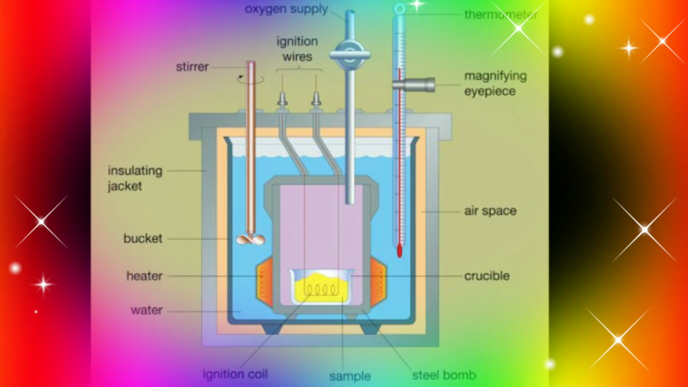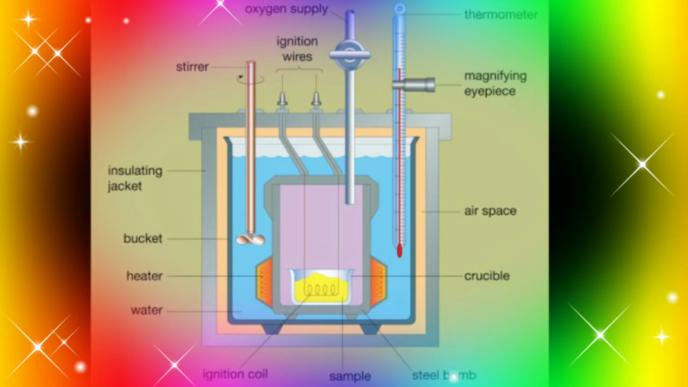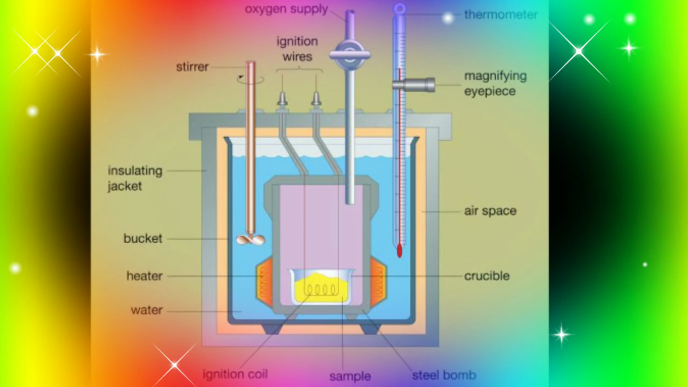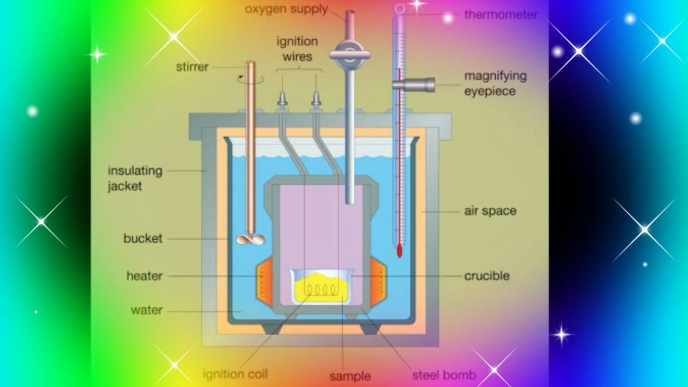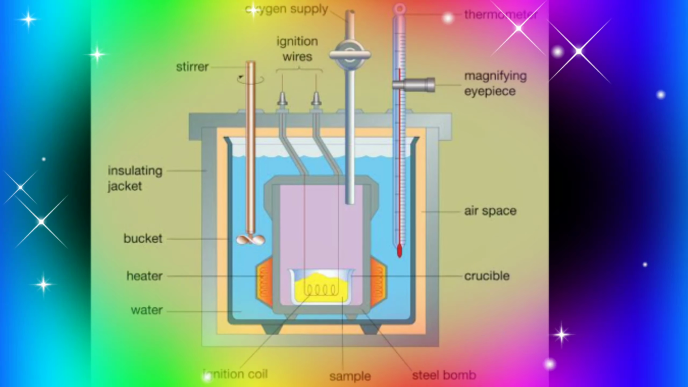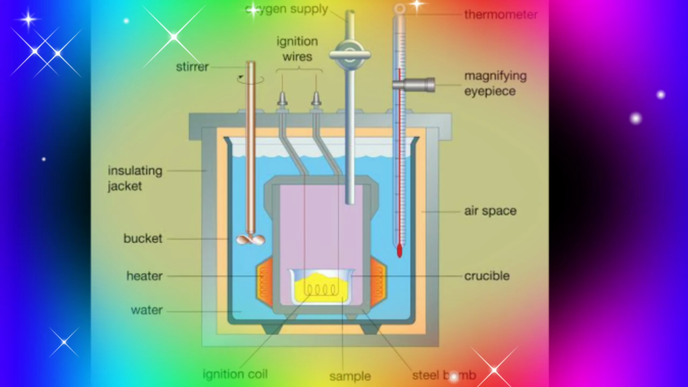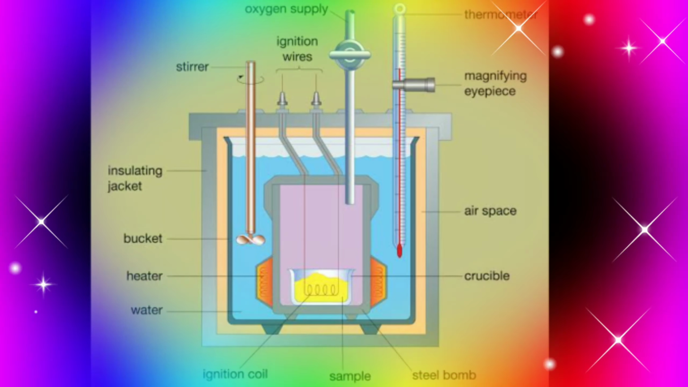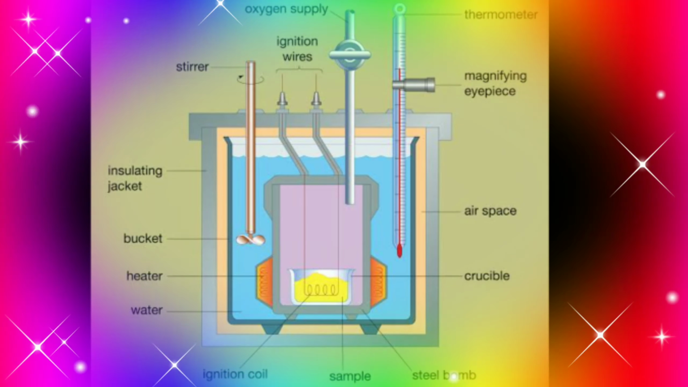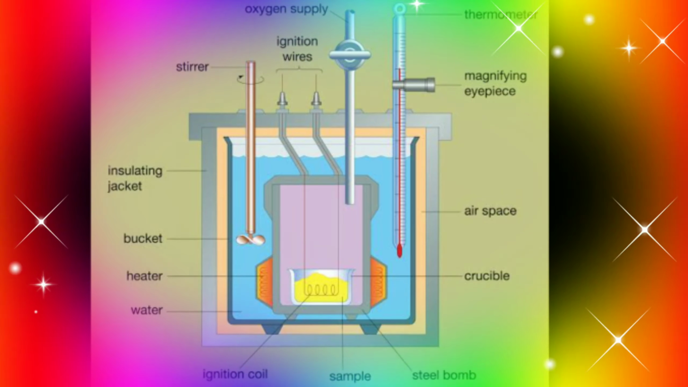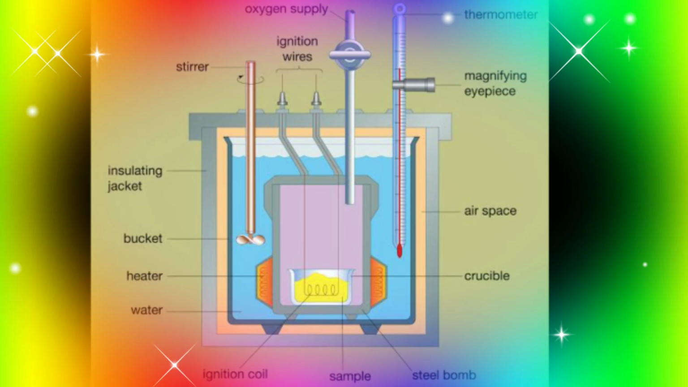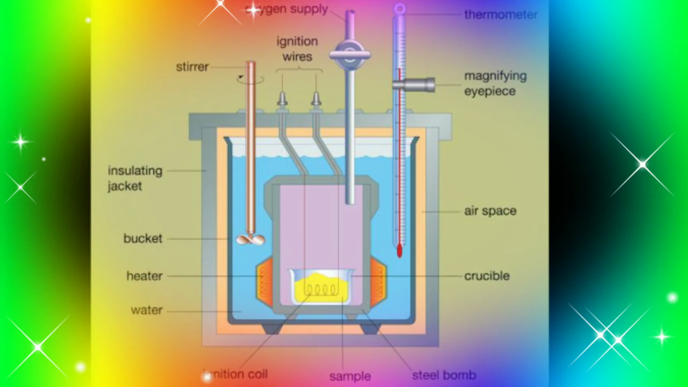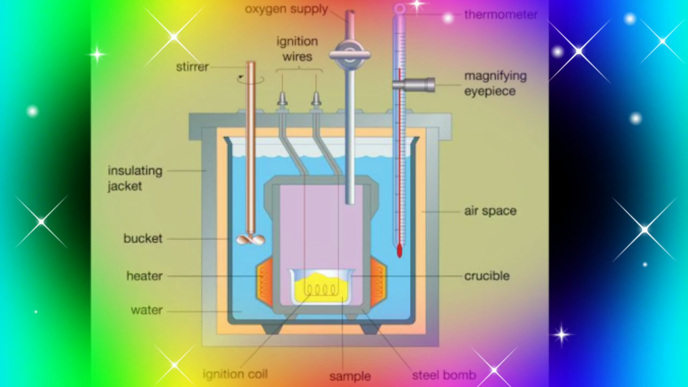A calorimeter has two vessels, an inner and an outer one. This way, no heat can be transferred from the inner to the outer vessel or from the outer to the inner vessel. Thus, the inner vessel is thermally isolated from the surroundings. The inner vessel is made of copper. A thermometer for measuring the temperature and a stirrer for stirring the liquid in the calorimeter are fitted in it.